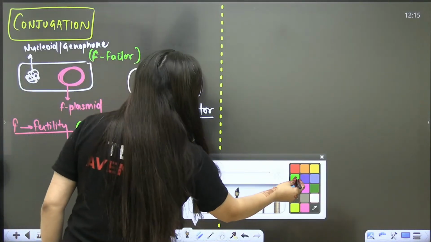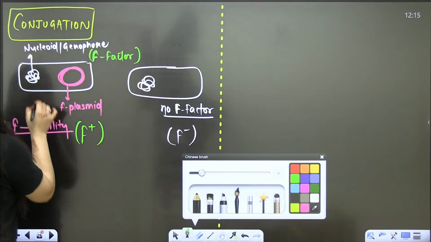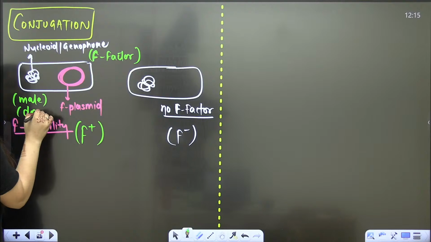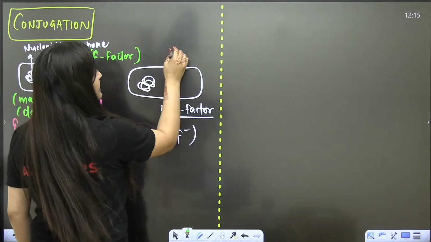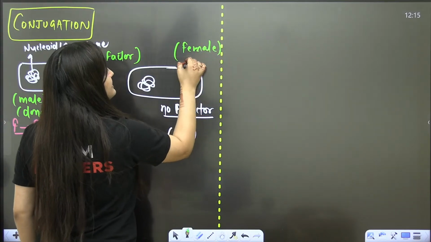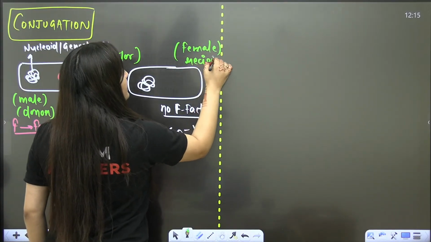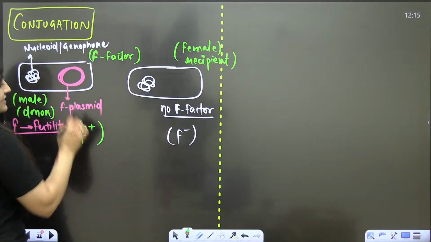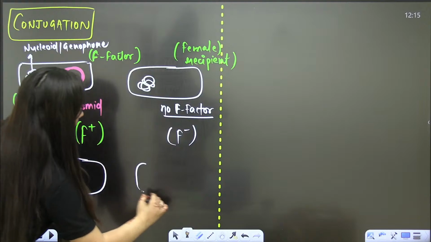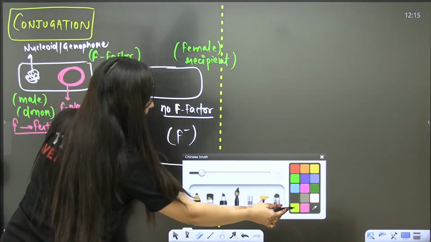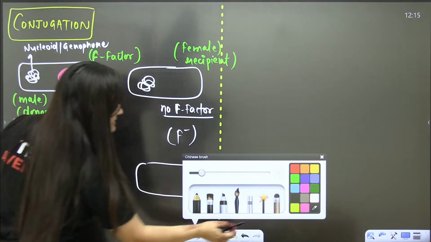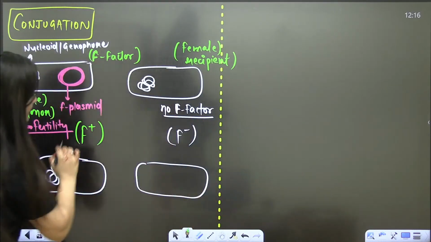So F factor is the fertility factor. It is believed that this particular bacteria is considered as a male, or you can consider it as a donor. And this bacteria is considered as female, and you can consider it as a recipient. Now this particular bacteria is going to transfer its F factor to another bacteria.